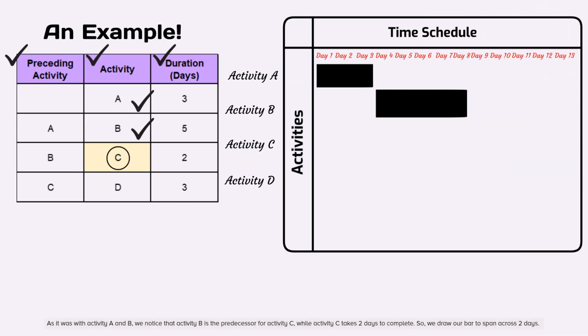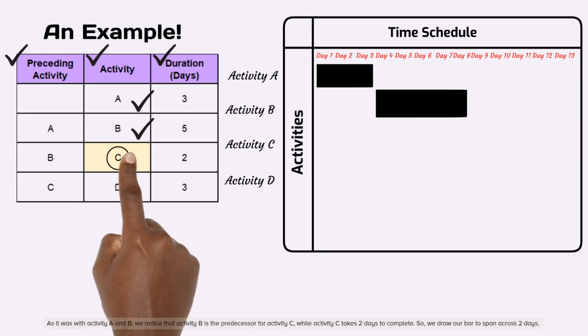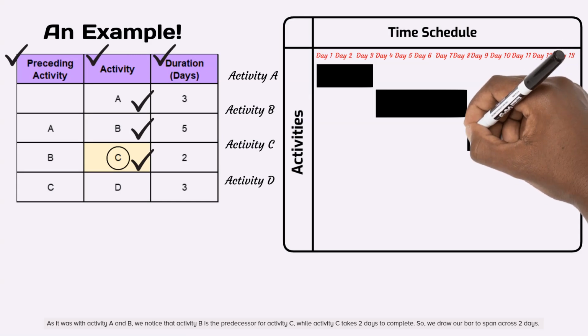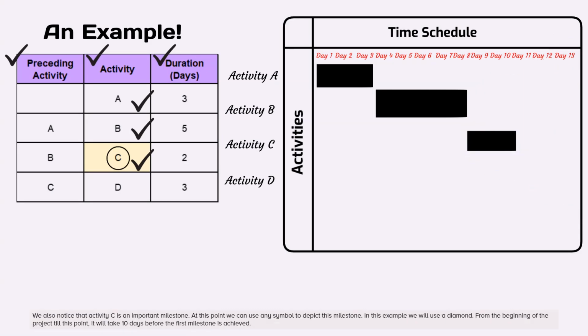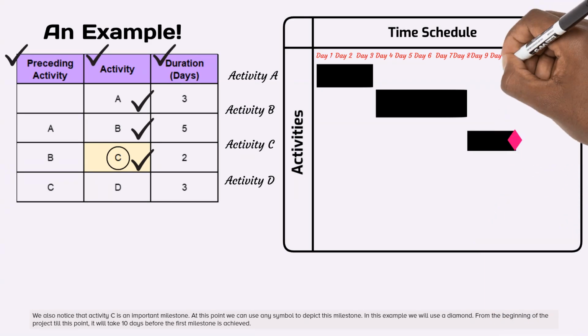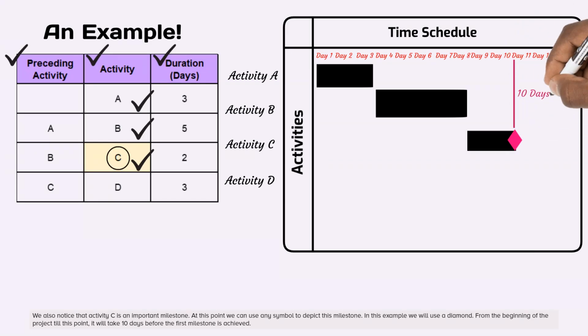As it was with activity A and B, we notice that activity B is the predecessor for activity C, while activity C takes 2 days to complete. So, we draw our bar to span across 2 days. Notice that activity C is an important milestone. At this point, we can use any symbol to depict this milestone. In this example, we will use a diamond. From the beginning of the project till this point, it will take 10 days before the first milestone is achieved.